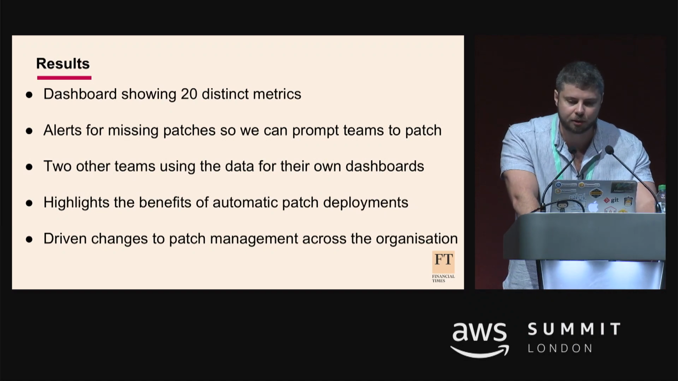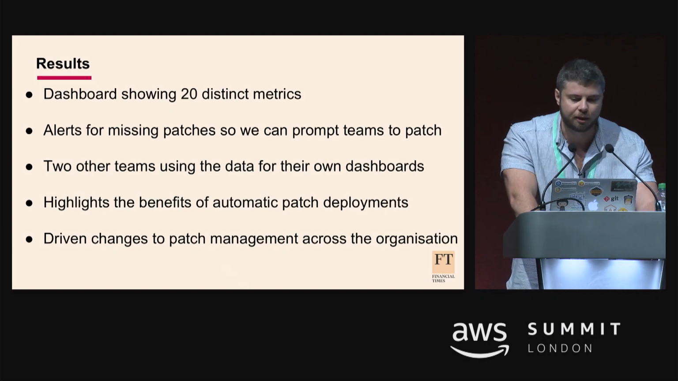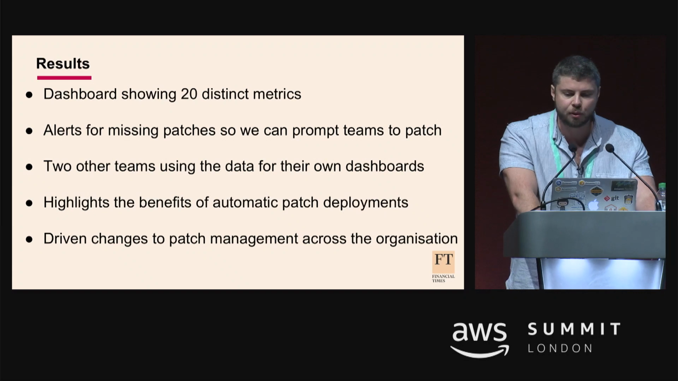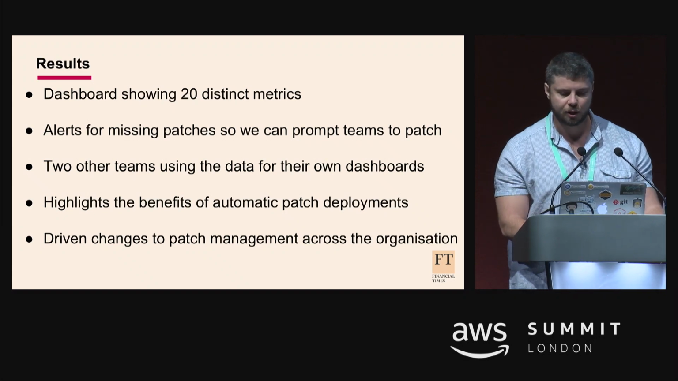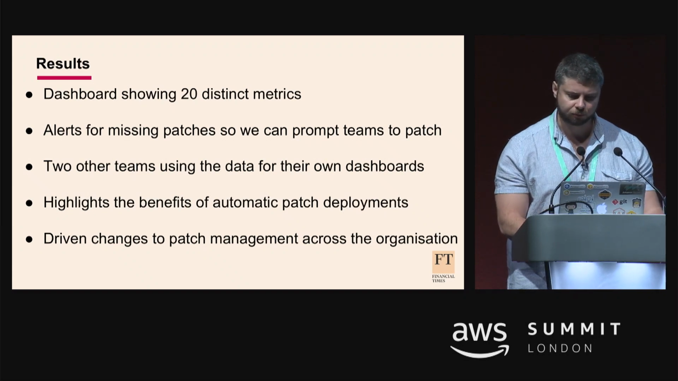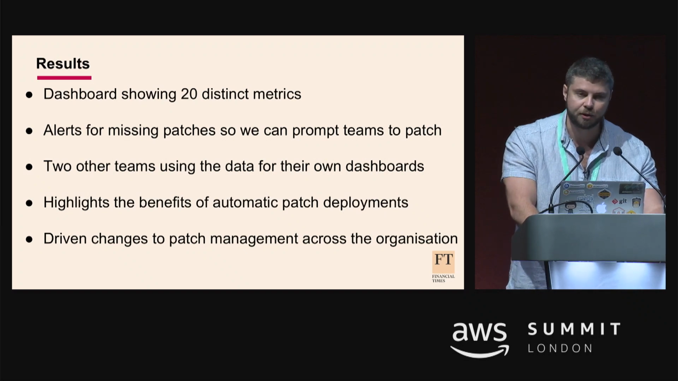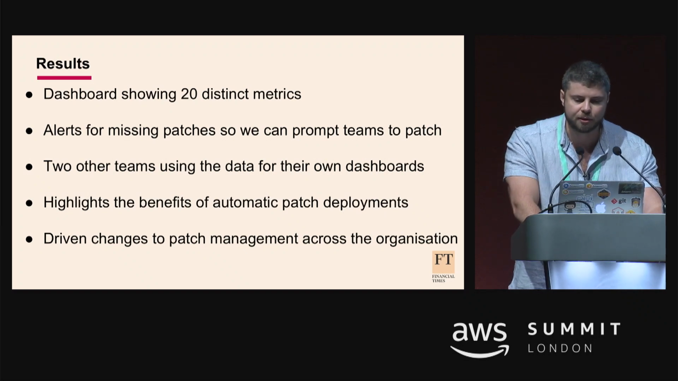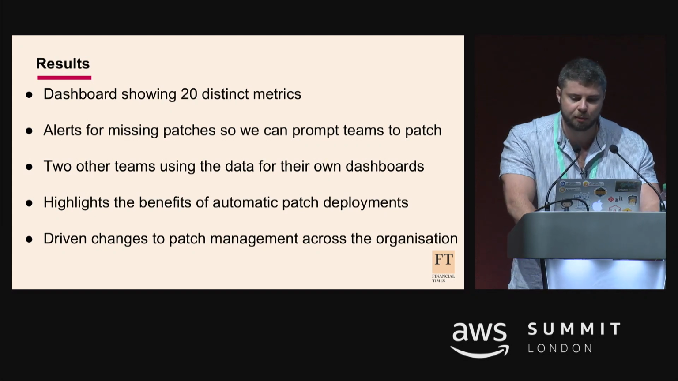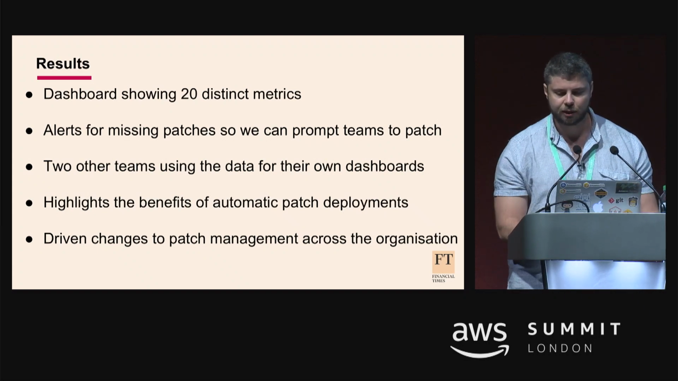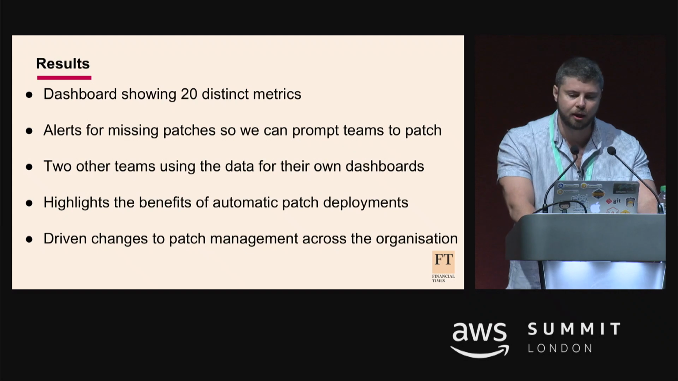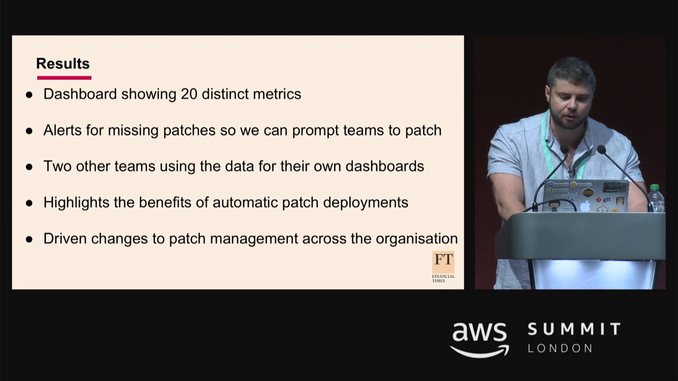We get alarms for missing updates so we can prompt other teams to patch and stay on top of any critical zero-day vulnerabilities. Two other teams are using this data for their own dashboards, giving them insight into their own systems. And it has really highlighted the benefits of automatic patching. The systems where this is implemented are much healthier than the systems without it. It's a lot of work to patch everything all of the time, and this has to be automated. This tool has driven changes to patch management across the organization. It's encouraging teams to build automated patching solutions and helping decrease time to patch metrics across our estate.